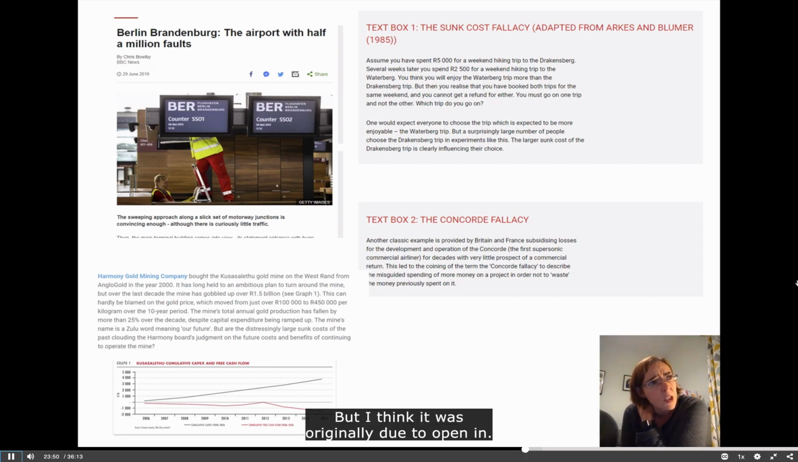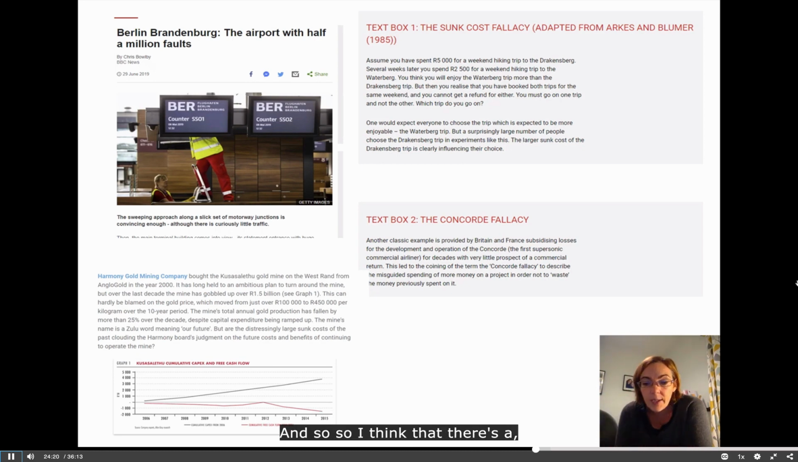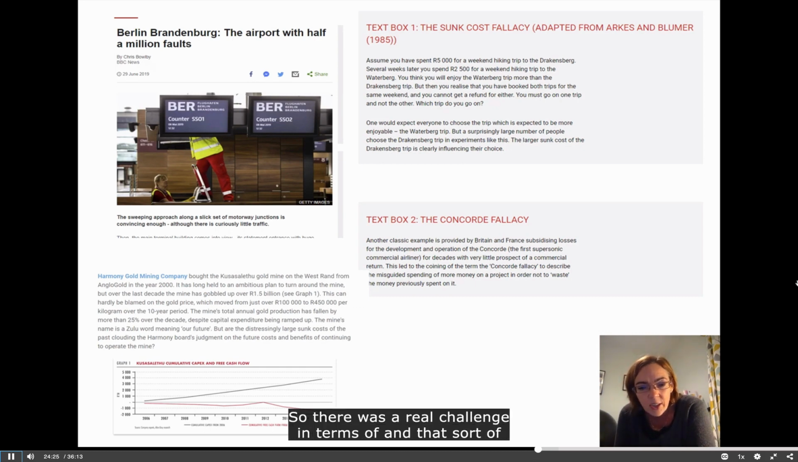I think it was originally due to open, I'm just trying to think, because I actually went to Berlin and I was told it was due to open. I think it might have been before my children were born, and my daughter's 16. So a really, really long time. No, I tell a lie. Sorry, my son was 2. So it was 11 years ago. I've exaggerated. So there was a real challenge in terms of that airport and getting it up to speed.